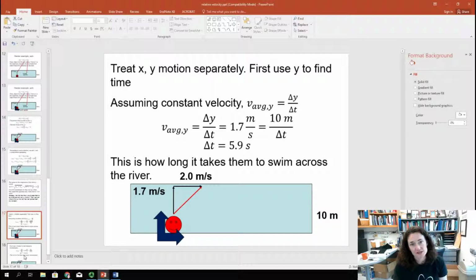So let's first use y to find the time. This is a situation where the acceleration is 0. So we can just use the definition of the average velocity. The definition of the average velocity says that it's equal to the displacement divided by the time. Since we're only considering y motion, that displacement is the change in y divided by the change in time. Now the change in y is 10 meters because that's the width of the river. And so here we have 1.7 meters per second is equal to 10 meters divided by delta t, where delta t is that change in time. If you solve by cross multiplying, you end up with a delta t of 5.9 seconds. So that's how long it takes that person to swim across the river.